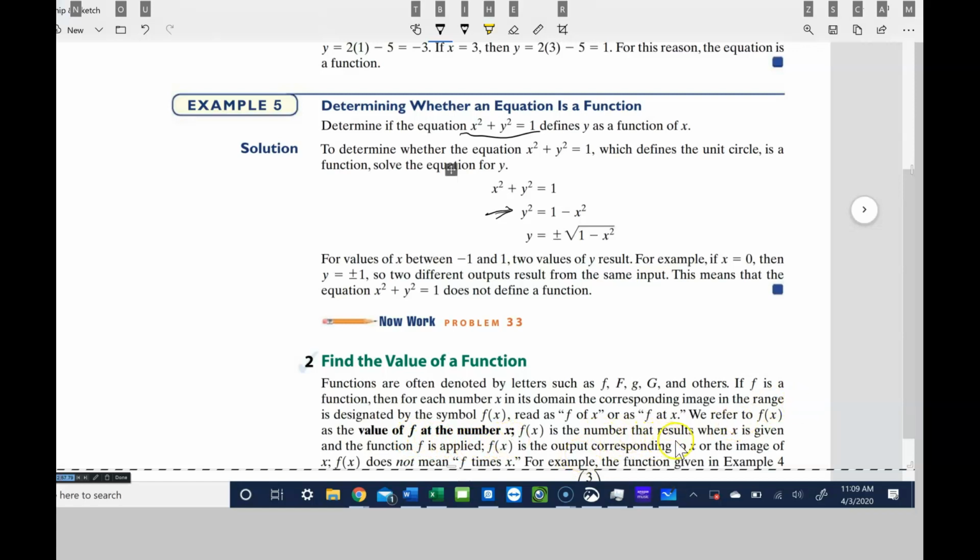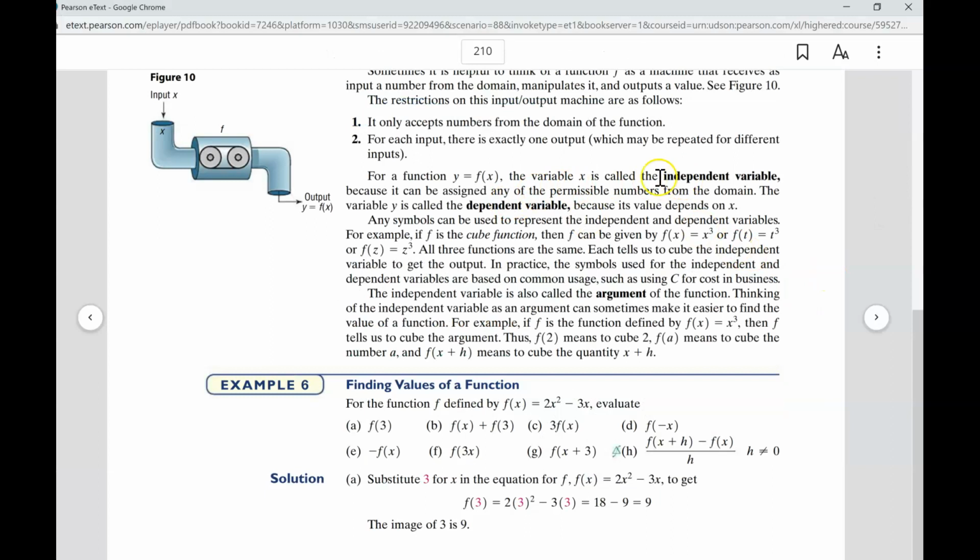All right, f of x is the number that results when x is given and the function f is applied. Make sure you don't think that this f with an x in parentheses means f times x. It does not mean f times x. It's just a different notation for expressing a function value. This output depends on x. It's going to take x into it and spit something out. So we use that function value, the function notation, a lot of times instead of the y variable. All right, just a couple more definitions.